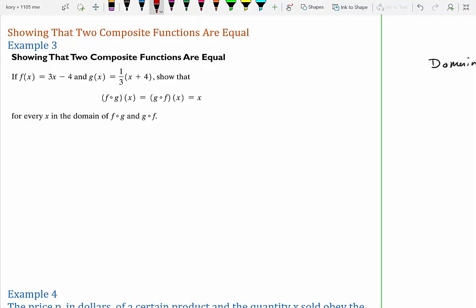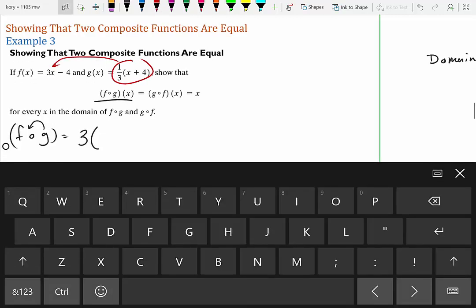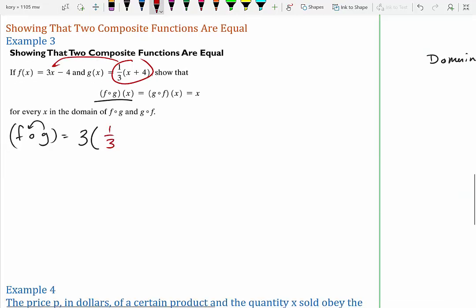All right, so we want to show that f composed with g of x equals g composed with f of x equals x. So we're going to try and reduce these each down to x. All right, our first one, we want to do f composed with g. So we're going to put g inside f. So f, we have 3x. That's what's going to go in for the x we see. So we have 1/3 times x plus 4. And that's all minus 4.